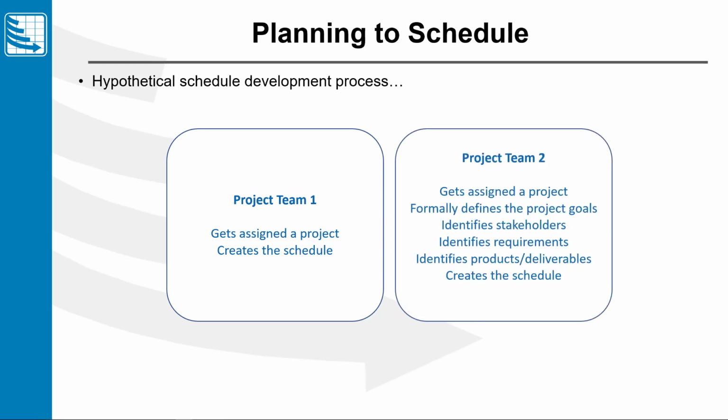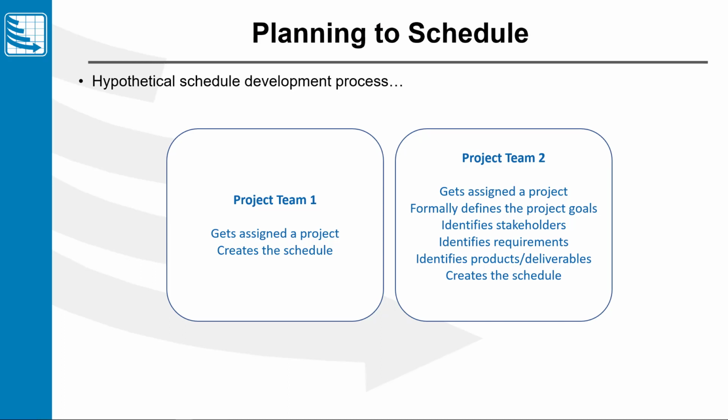Project Team 2 gets assigned exactly the same project. Now they come to a room. Now they don't open up Microsoft Project. First, they define the goals and objectives of the project. What does this project have to deliver? What are the constraints? Then they talk about who is impacted by this project, who has a role in this project. They bring those people together.